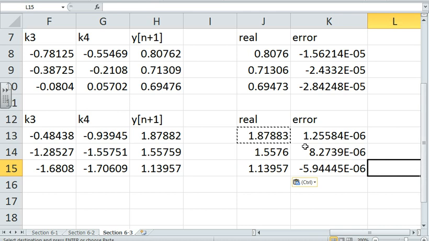Alright. Because this guy here is not the 0th guy. This is the first guy after the first step.